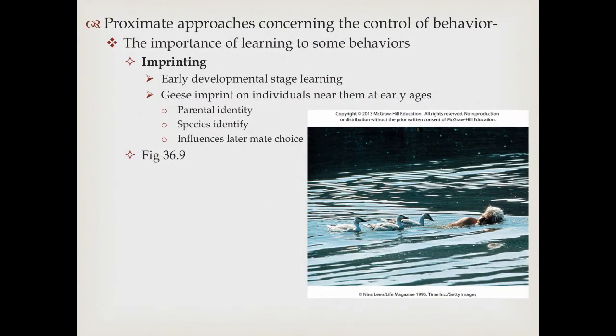Now, learning is important for some behaviors, and one form of very early learning, seen early in developmental stages, is called imprinting. Geese and ducks are famous for imprinting on individuals that they see near them at early ages. They associate these as their parents, and they generalize from there to say, well, I must be of that species, and this can have later influences on their life as far as who they attempt to mate.